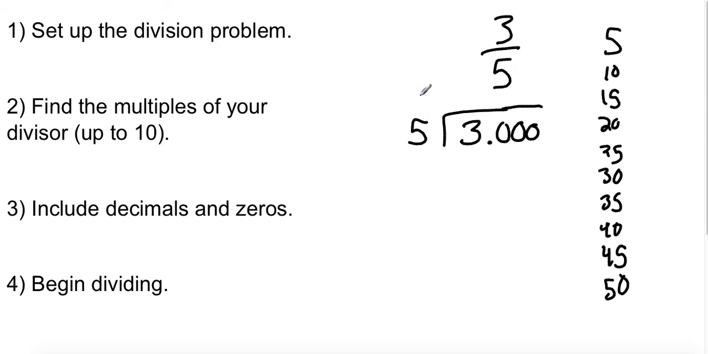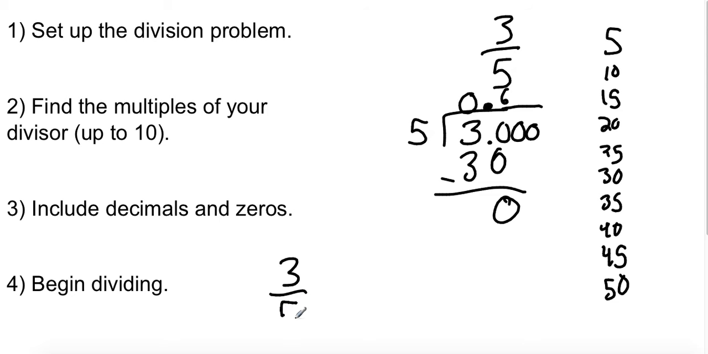And now I can start dividing. 5 cannot go into 3, so I'm going to include a 0. Bring up my decimal point. 5 can go into 30. If I check my chart, I find out it can go in there exactly 6 times. 30 minus 30 gives me 0. So I know that 3/5 is equal to 0.6.